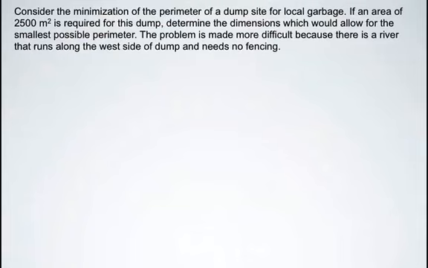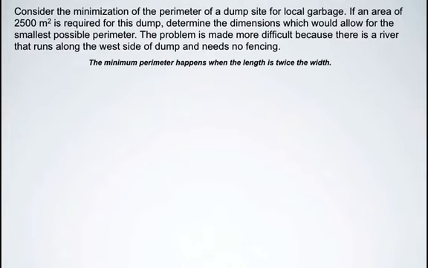In this first example, we're asked to consider the minimization of the perimeter of a dump site for a local garbage. The dump site's going to have an area of 2,500 meters squared, and we're going to determine the dimensions which will allow for the smallest possible perimeter. The problem's made a little more difficult because to add to this, there's going to be a river that runs along the west side of the dump that needs no fencing.